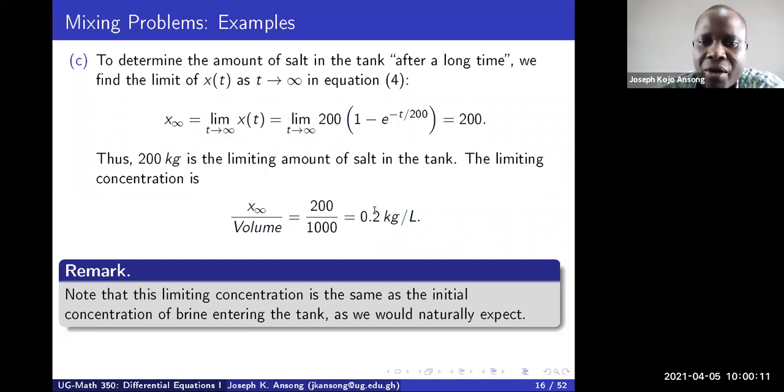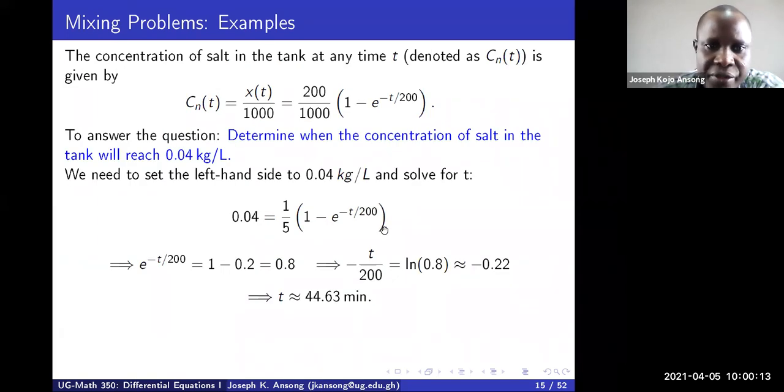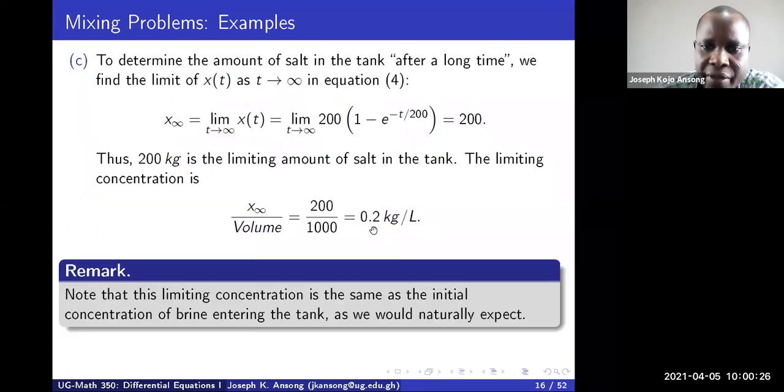And that will give you 0.2 kilograms per liter. Or if you like, you can go to the expression for concentration and find the limit as t goes to infinity. As t goes to infinity, this term goes to 0. So you just have 200 over 1,000, which is 1 over 5, which is 0.2. And you get the same thing. You get 0.2 kilograms per liter as the limiting concentration.